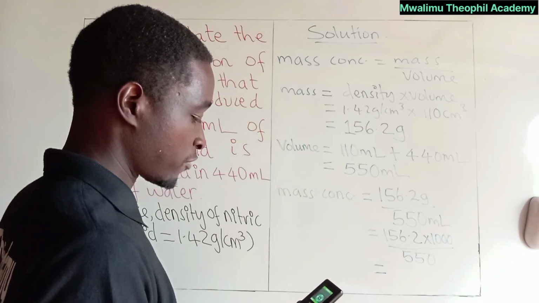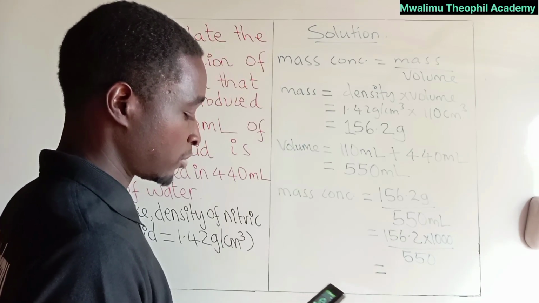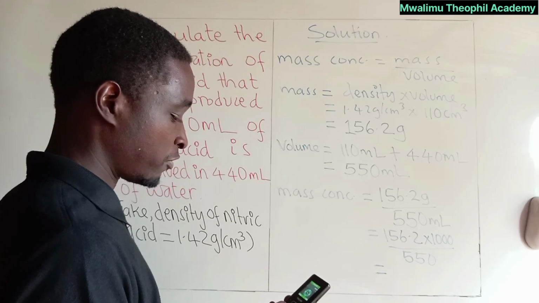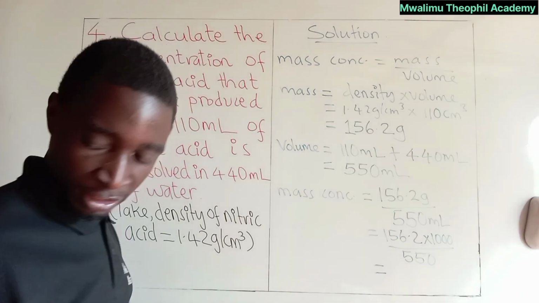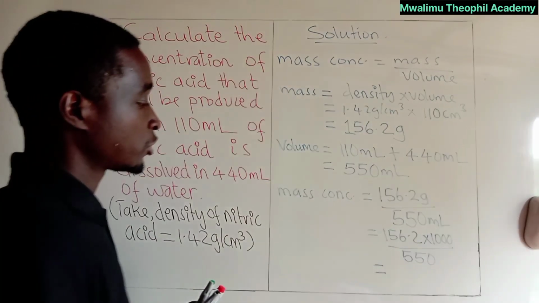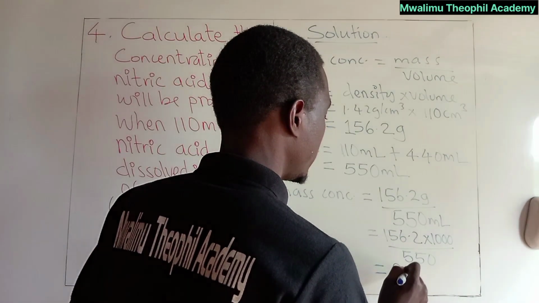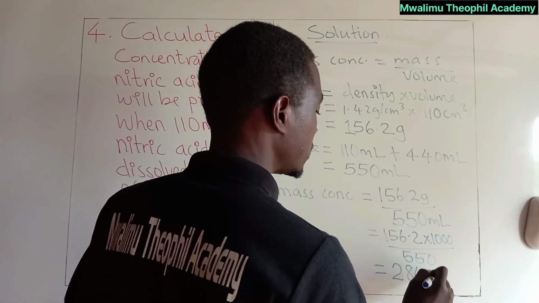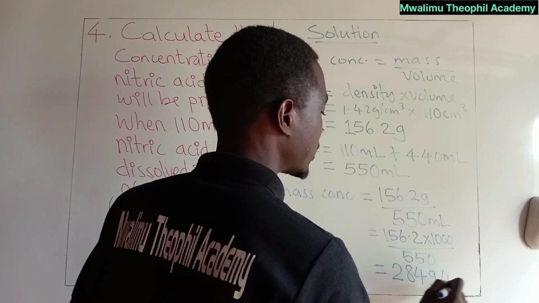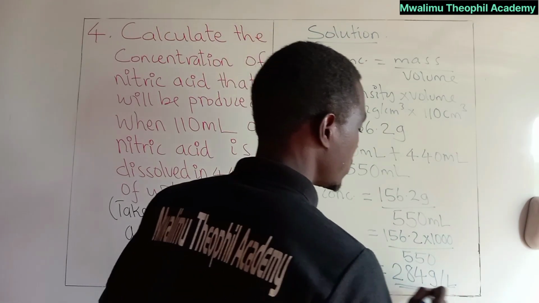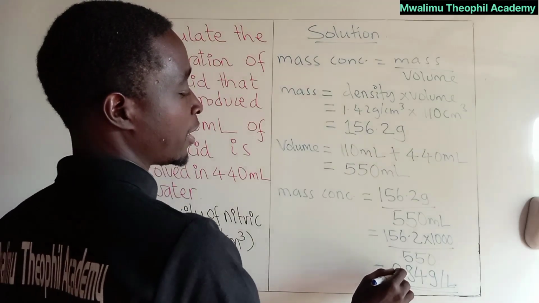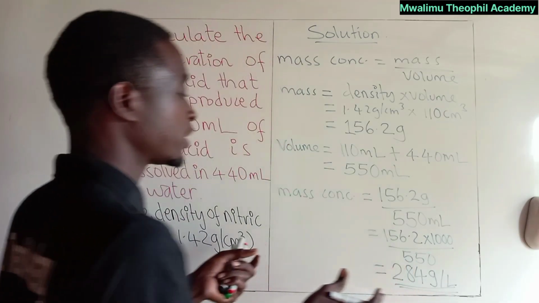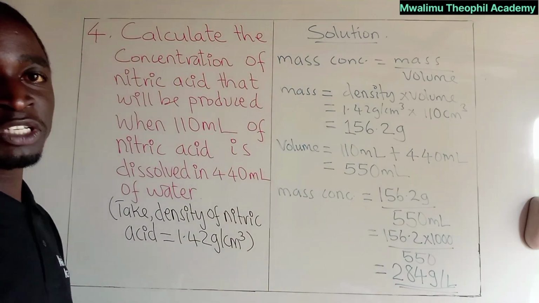We have 156.2 times 1000 over 550. We get 284. This is the mass concentration, which is in grams per liter. So the mass concentration will be this value, 284 grams per liter. After we have obtained the mass concentration, you can decide to change this into molar concentration.